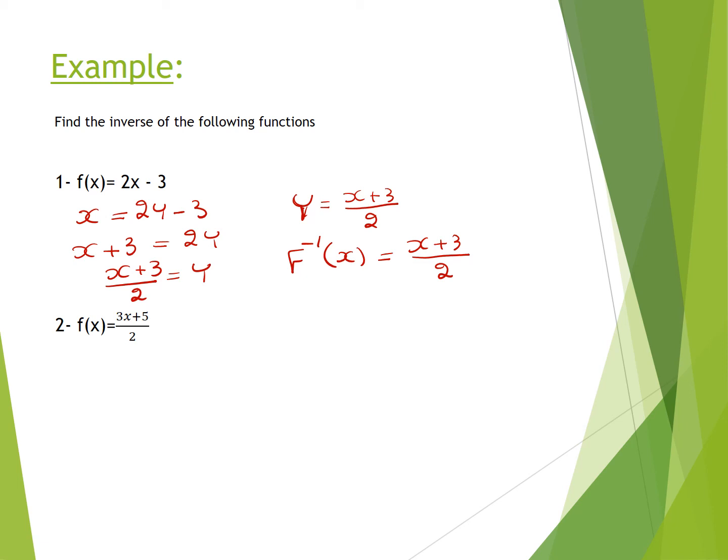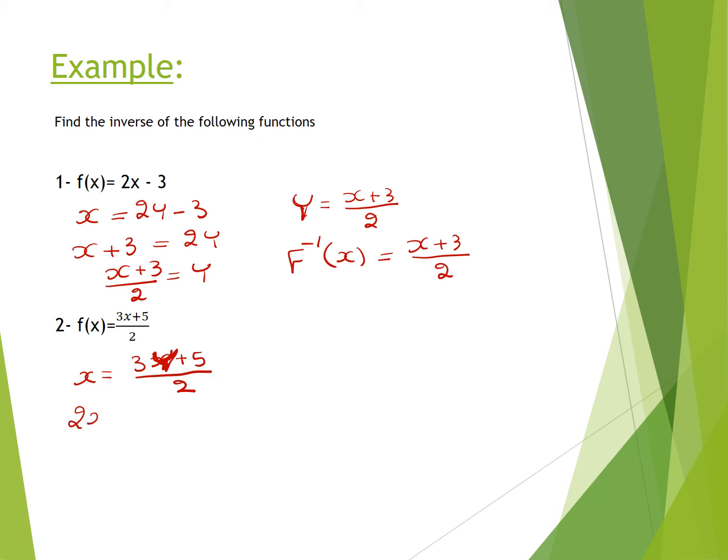f of x, I'll change it to x equals 3x plus 5 over 2. So then I'm going to ask myself, what's the last thing? This x will be y, sorry. This x will be y. Then I'm going to ask myself, what's the last thing that happened to y? So it's 3 times y plus 5, over 2. The last thing that happened to y is over 2. So I'll multiply by 2 first.